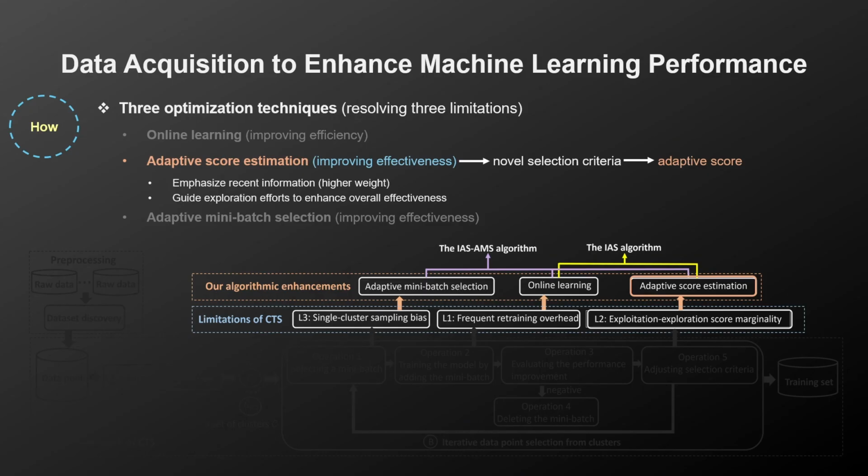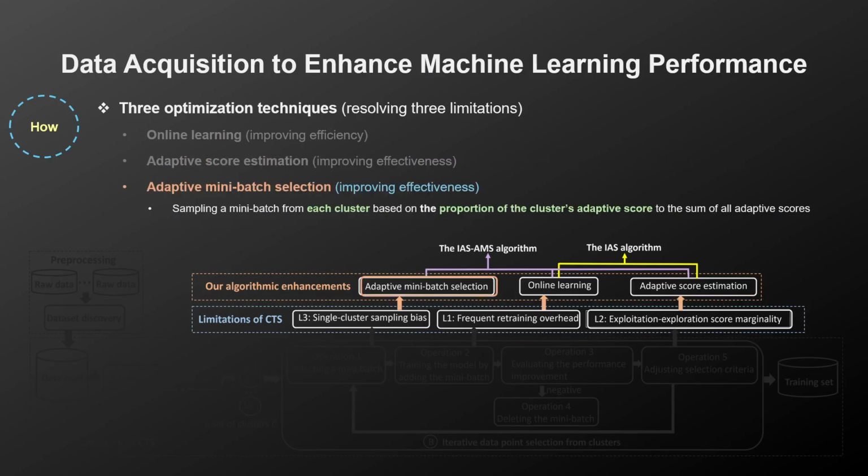The adaptive exploitation score emphasizes recent rewards by assigning them higher weights so that the current cluster state is more accurately reflected. The adaptive exploration score, in turn, guides exploration efforts to improve the overall effectiveness.